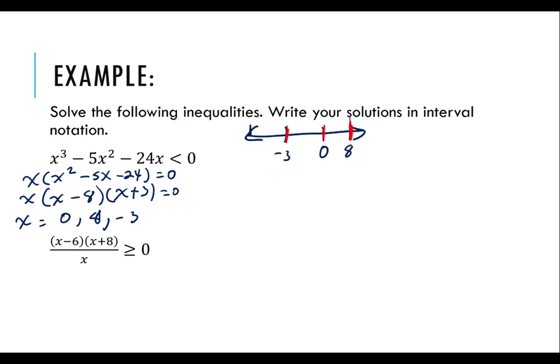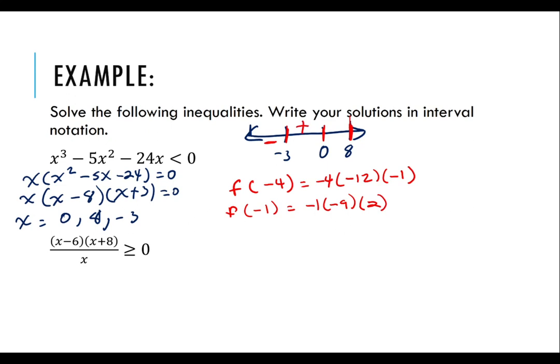Now we need to check values to the left, in between each interval, and to the far right. So how about we calculate f of negative 4? That's going to be negative 4 times negative 12 times negative 1. Negative times negative times negative will also be negative. Then let's pick a value between negative 3 and 0. How about f of negative 1? Well, that's going to be negative 1 times negative 1 minus 8, which is negative 9. Negative 1 plus 3 is positive 2. And so negative times positive is going to be positive. So in that interval, it's above the x-axis.